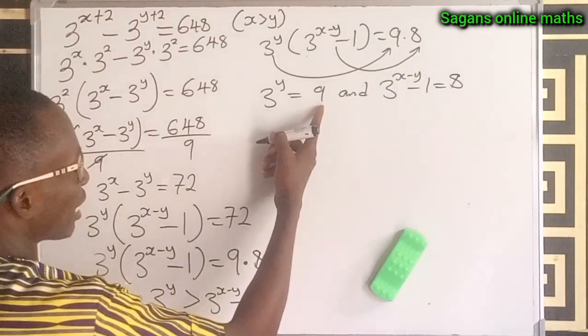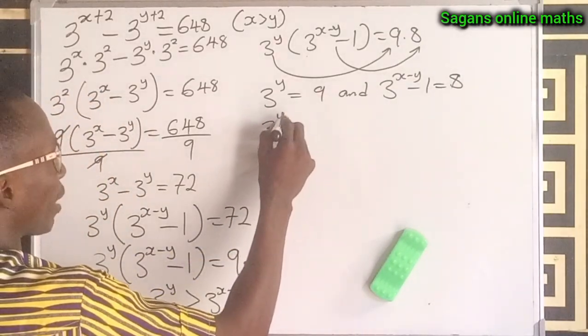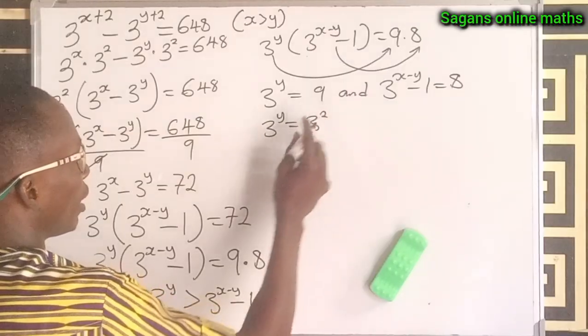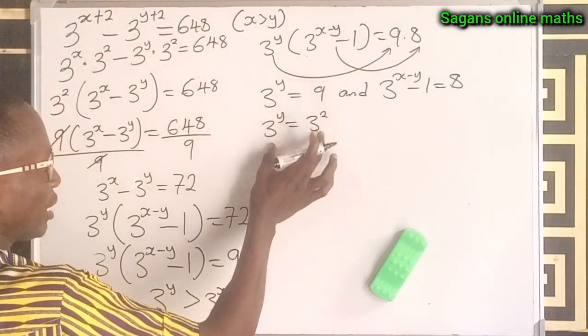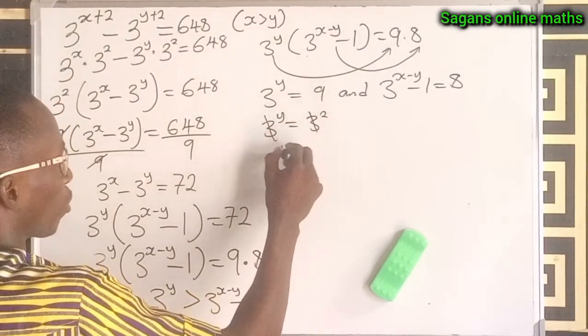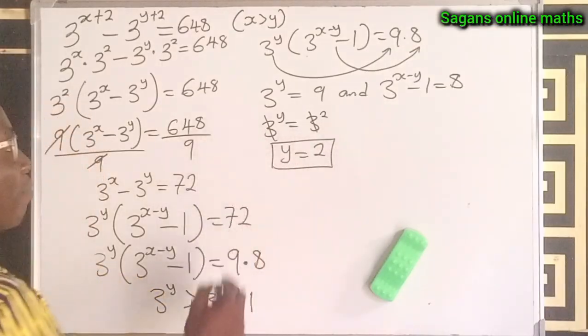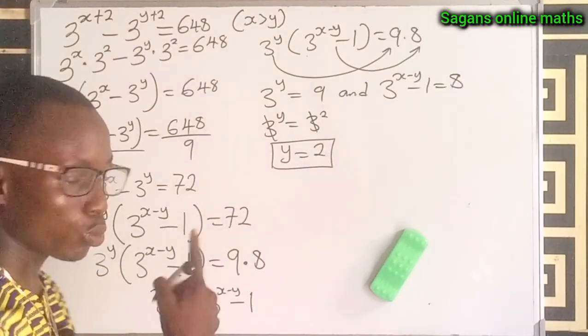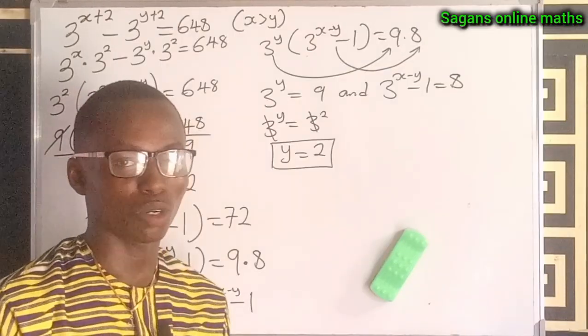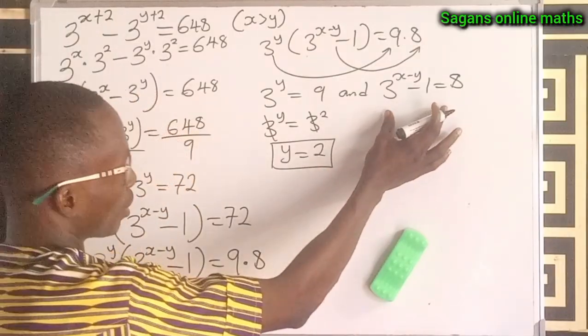So let's put 9 in this form. It means that 3 to the power of y is equal to 3 to the power of 2. 3 to the power of 2 represents 9. Since the bases are the same, we can do without them and see that y is equal to 2. This is the value of y. That means our s must be greater than y, because since y is 2, s must be greater than y.